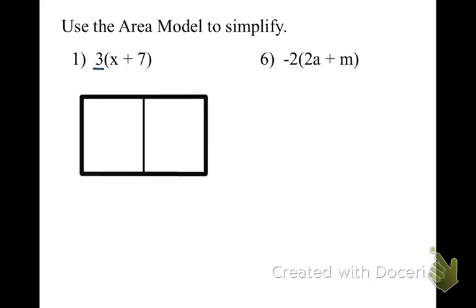So since my 3 is out in front, my 3 goes over here. My x is right here, so it goes right next to it. Now, since this is a plus 7, that means I should also have a plus 7 over here. So let's use this area model.